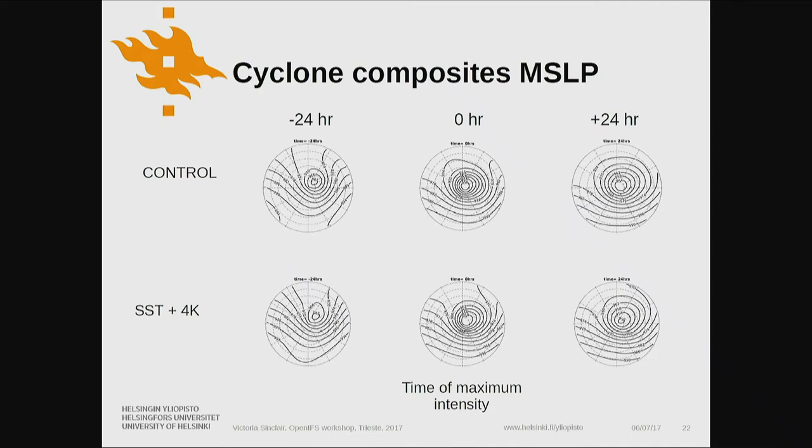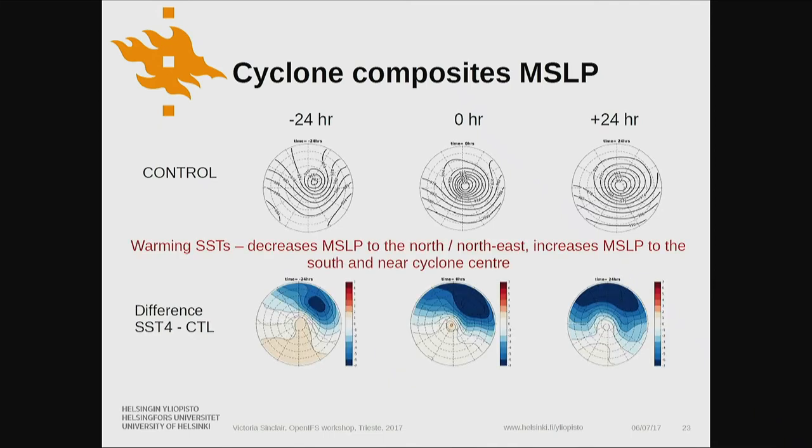So at the bottom, this is the second experiment, but I think it's more intuitive to look at a difference plot. So now this is the difference. So the blue parts here show that the pressure is lower in the warm sea surface temperature. So at all offset times, the pressure is lower to the north and slightly higher to the south. And also the pressure in the center of the cyclone here is actually slightly higher at the early part, at all of these times. But the pressure gradient across the cyclone is essentially increasing when we warm the sea surface temperatures.